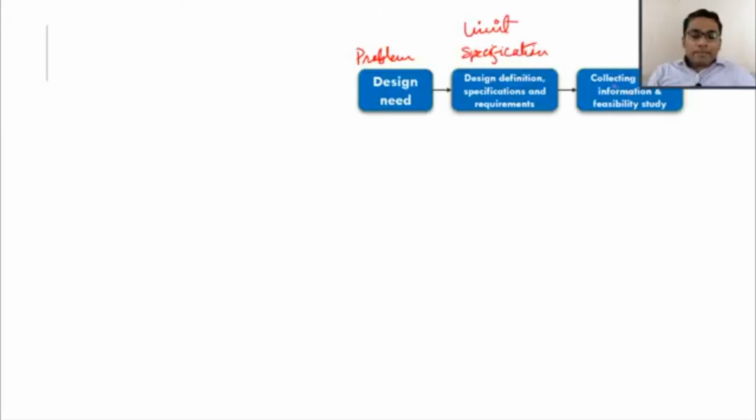Then the third step is collecting design information and feasibility study. To solve this problem with this limit, how much money is going to be spent? For a smaller solution we have to spend less money, and for a larger solution we have to spend a large amount of money. What will be the NPV, what will be the rate of return, and what will be the payback period?